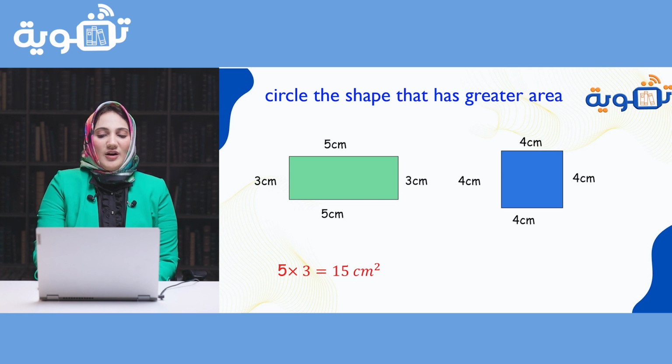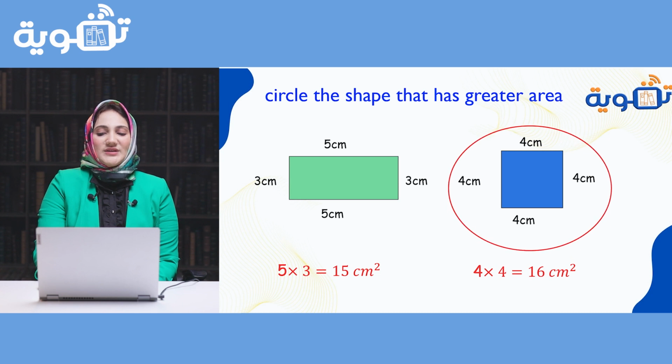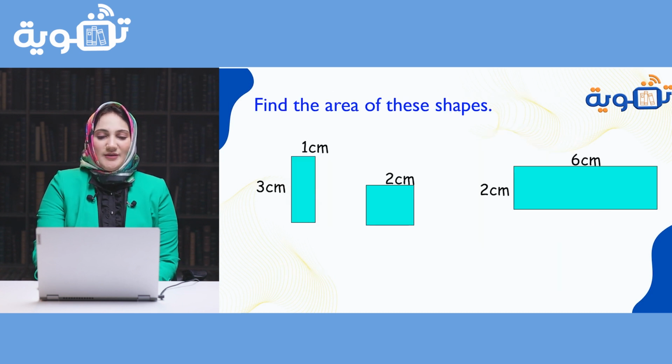And for the square here, we have 4 and all the sides equals. So 4 times 4 equals 16. Now, what do you think? Of course, 16 centimeter squared.